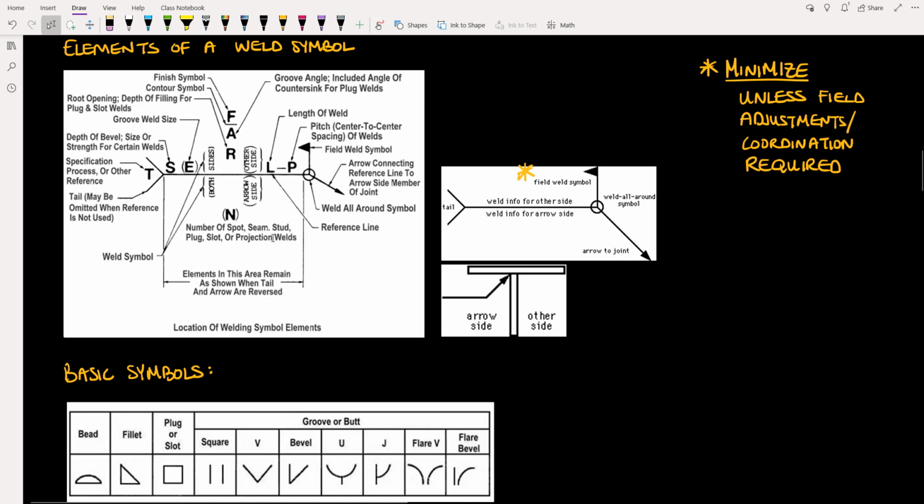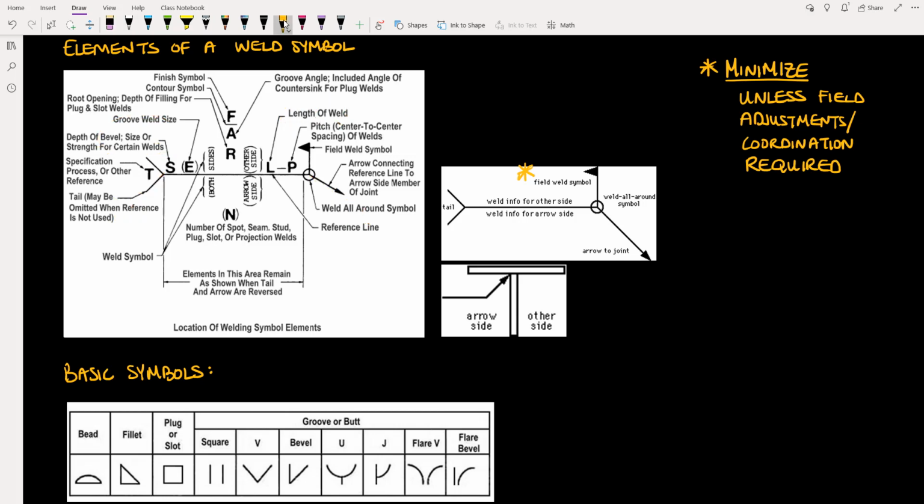Moving again to the left past the flag, this is where we have all of the elements that define the size and shape of the weld, starting with the length of the weld and the pitch. So if the weld has a specific length that needs to be defined, it will be placed furthest to the right of all the numbers on this line. And that's regardless of whether this reference arrow is pointing this way or pointing this way. The length will always be on the right side, and the size will always be on the left side.